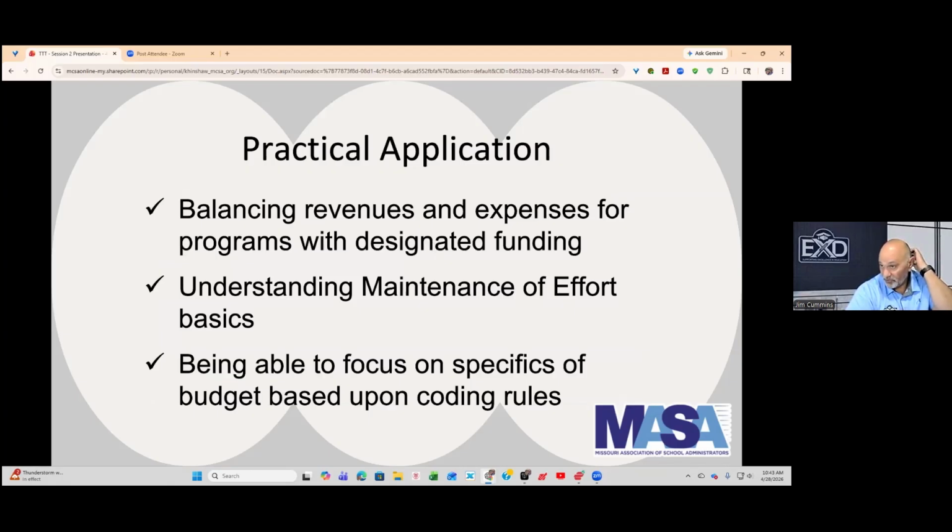Balancing revenues and expenses for programs with designated funding. That's the piece we just covered when I was talking about maintenance of effort, matching, those types of things. Understanding your maintenance of effort basics, and then being able to focus on specifics of the budget based upon coding rules. So when you're putting together your budget, understand the functions on the left, the objects or the funds on the top, and how that builds out and what that looks like as you put your budget together.